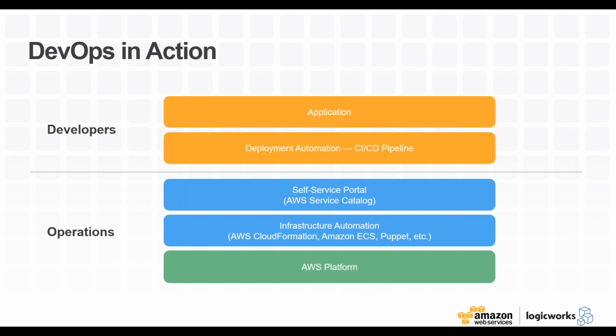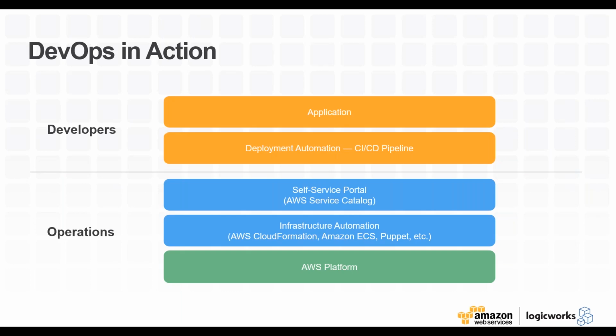Basically, rather than manually orchestrating different AWS and other services, you build an automation platform that orchestrates those services for you. And there are hundreds of tools you could use in this infrastructure automation layer, but today we're going to talk mostly about AWS CloudFormation and configuration management.